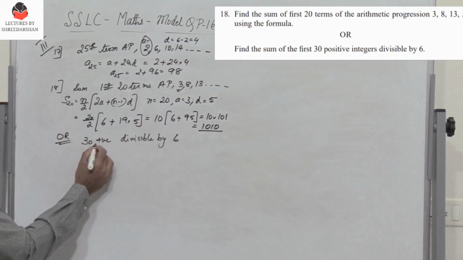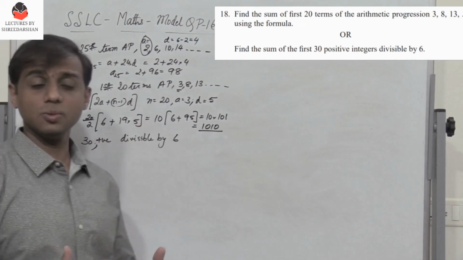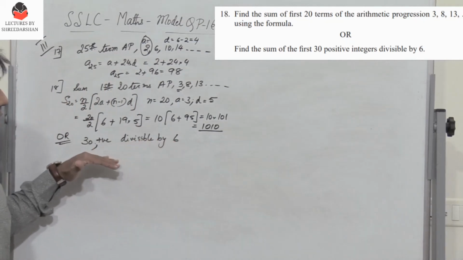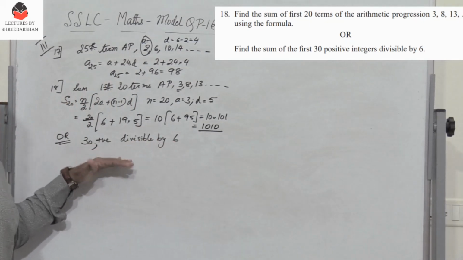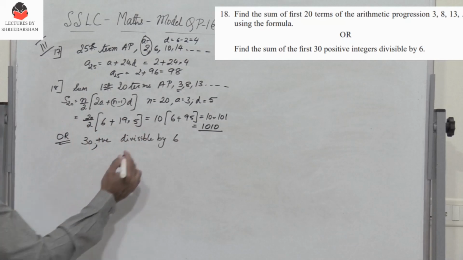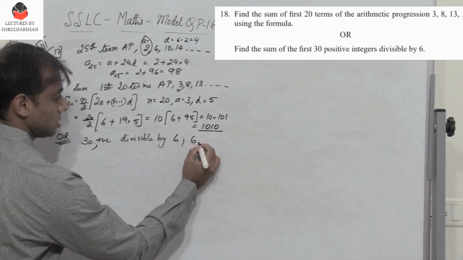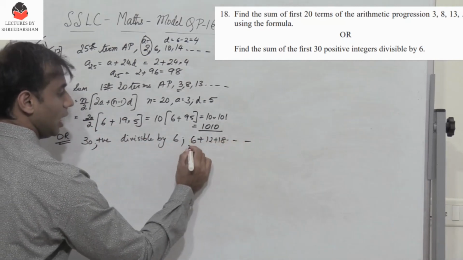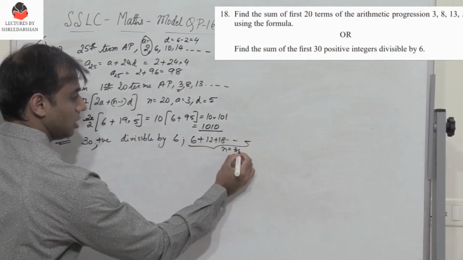So I need to find the first 30 positive integers which are divisible by 6. So they should be divisible by 6. We should not start from 1, because the first number which is divisible by 6 is 6 itself. So we start from 6. I need to find 6 plus 12 plus 18 and so on. And how many terms? 30 terms.